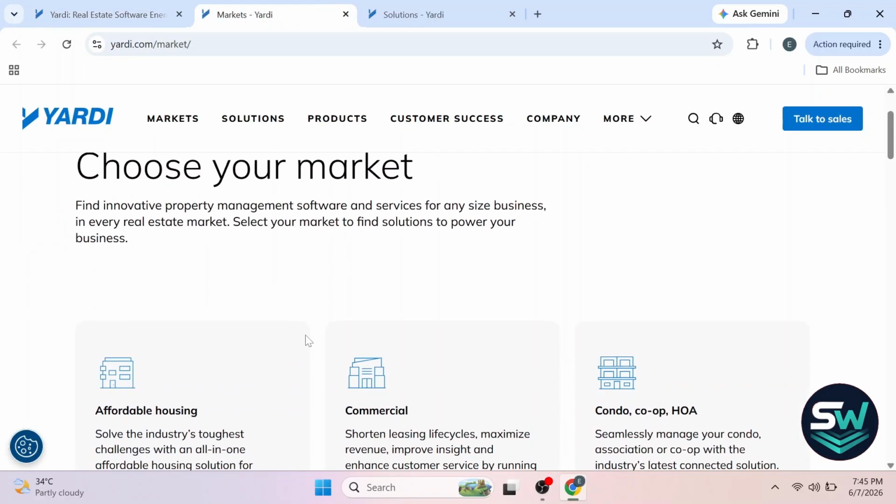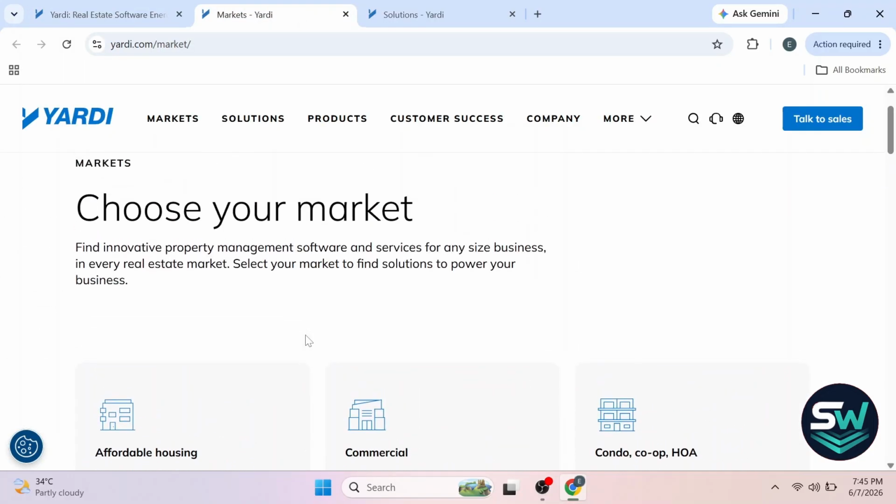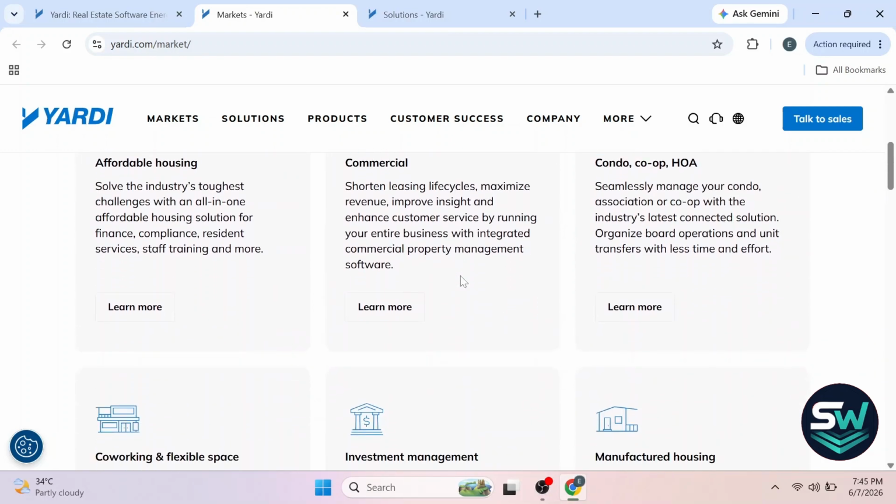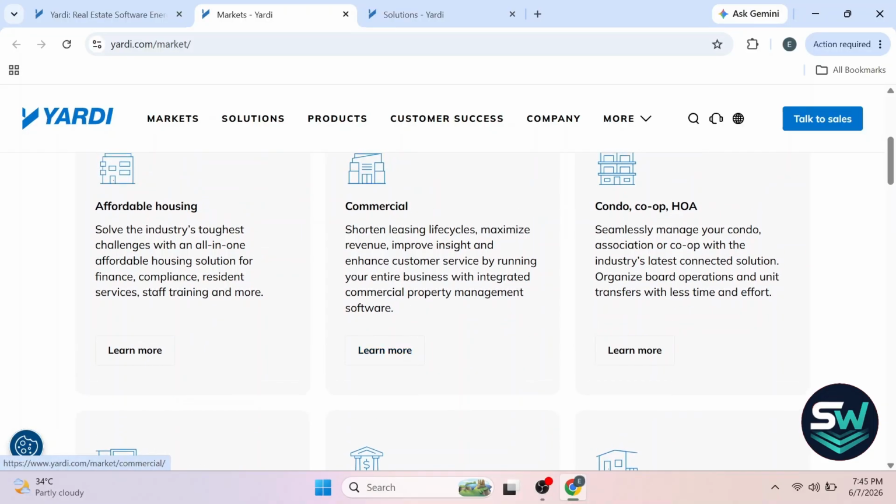So the market section is organized by real estate sectors, and you'll be able to see that you can choose your specific markets and discover software solutions designed for that specific industry. So we have affordable housing. This category provides tools for affordable housing organizations. The platform helps manage compliance requirements, financial operations, resident services, employee training, and day-to-day property management activities.